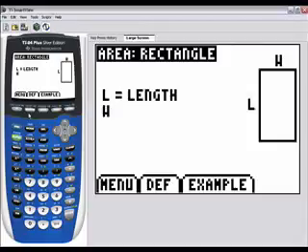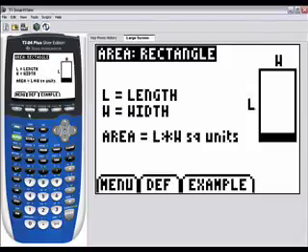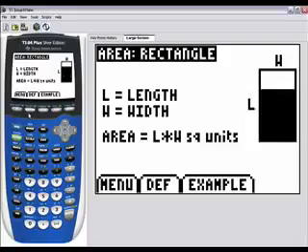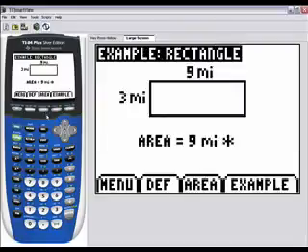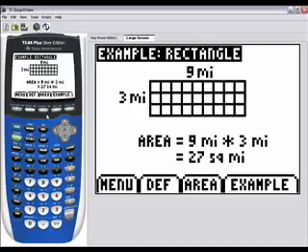To find the area: length times height, or length times width, base times height, either way. One side times the other. A couple of quick examples. So 3 miles by 9 miles is 27 miles squared. It's an area, so it's always in units squared.